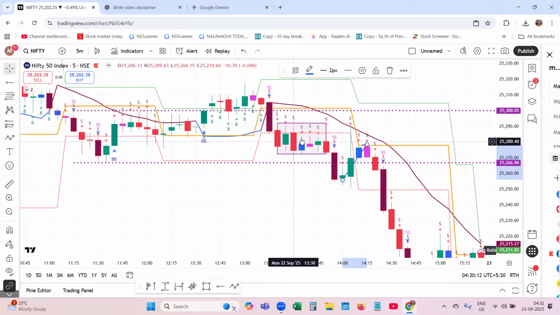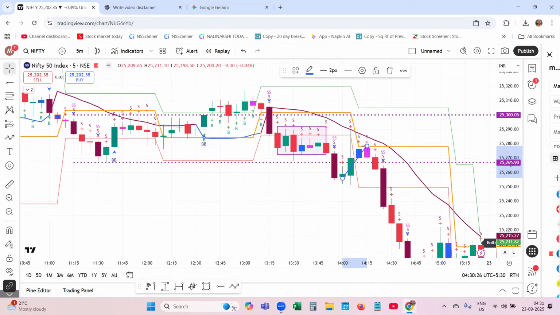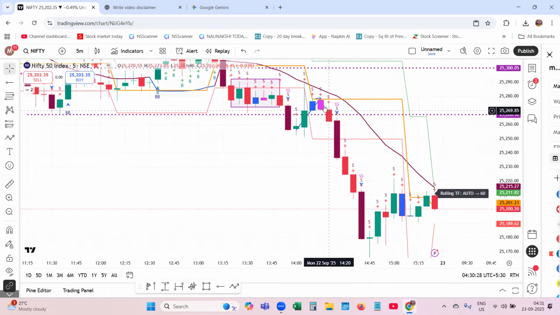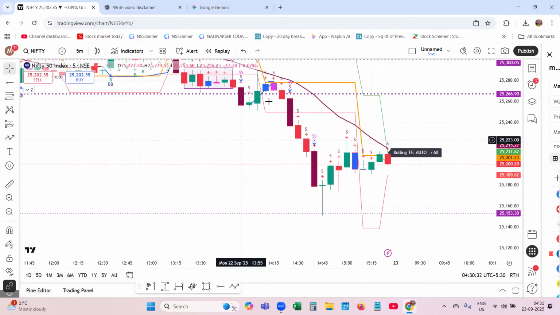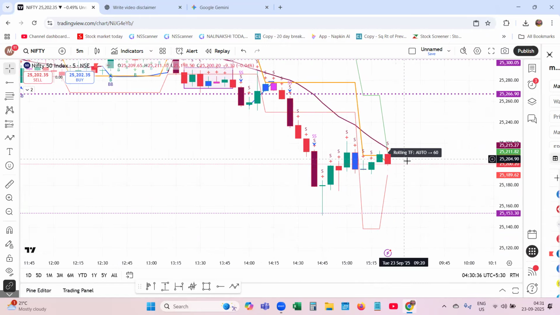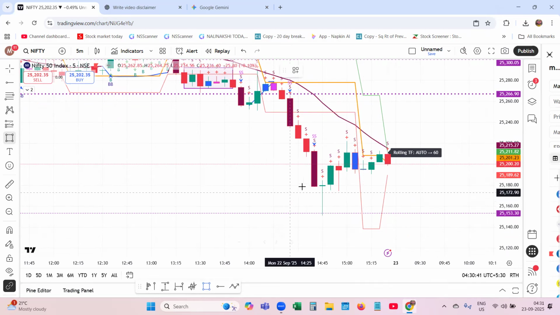But the indicator is telling you it is just popping up to touch the pivot. This is the normal thing. Touch the pivot and getting rejected, and the market turned bearish throughout. You can see the Gann HiLo turning around. While closing, there was again consolidation over here.